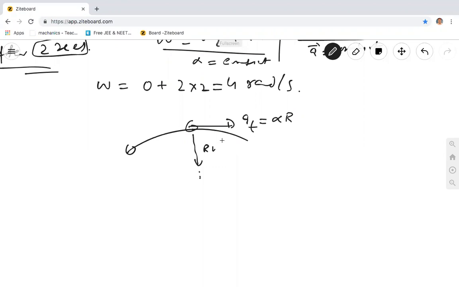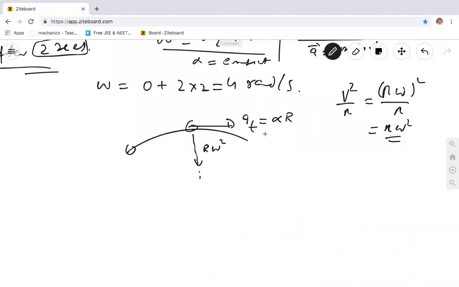Did you forget that? v square by r is equal to r omega whole square by r, that is r omega square. These things I have discussed and derived. You should watch all my lectures many times so that you can understand everything.